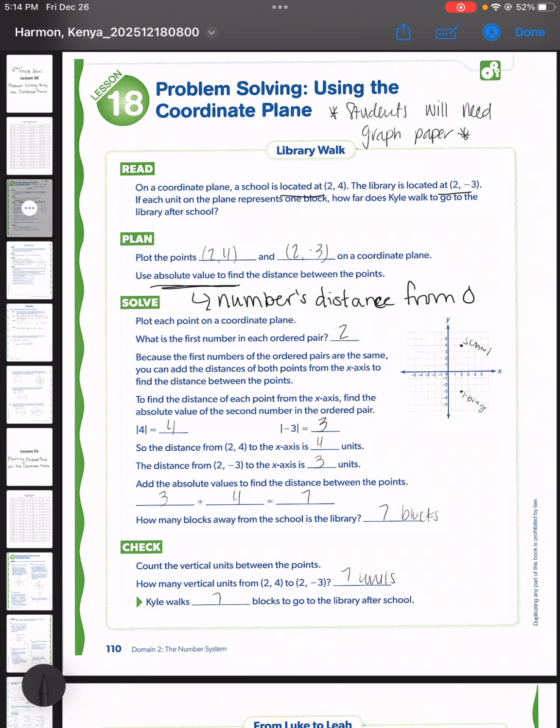So after we plot those 2 points, the first numbers in the pairs are both 2. Because those first numbers are the same, we're going to use the second number, the y-coordinate, to find the distance. We first have to find the absolute value of 4, which is 4, and the absolute value of -3, which is 3. Tell kids when we see those 2 lines that means absolute value. That's the symbol. And then we add those 2 absolute values, and that's how we get 7 blocks. Students can also count the vertical distance between the school and the library. They'll also get 7.